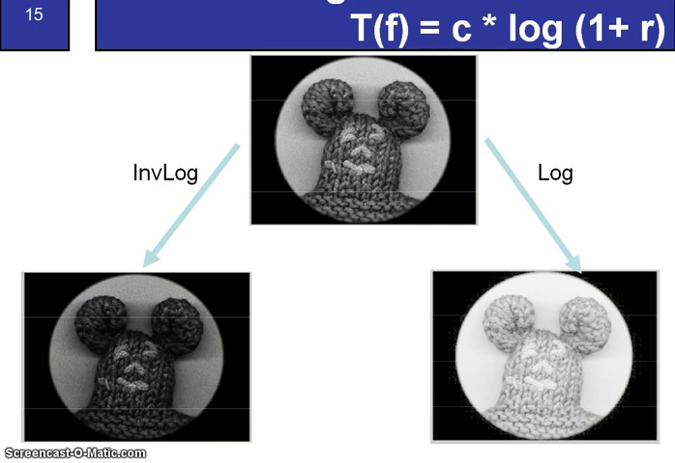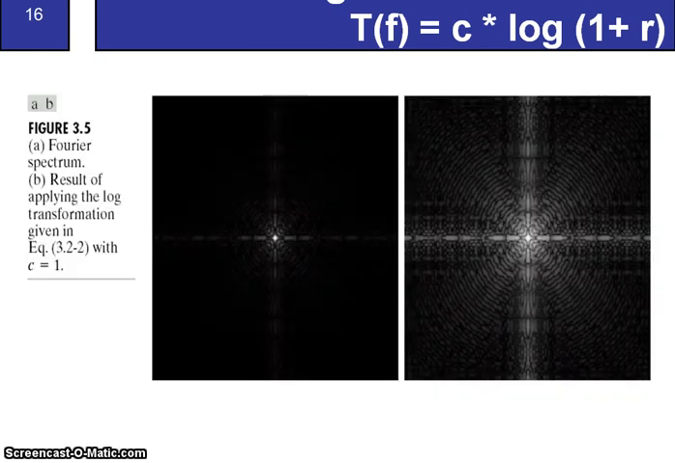Inverse logarithmic is also possible, using which we can decrease the contrast level, and using the logarithmic function we can increase the contrast level. This is another example for the Fourier spectrum. After applying the logarithmic transform, we get the processed image, which is shown on the right hand side.